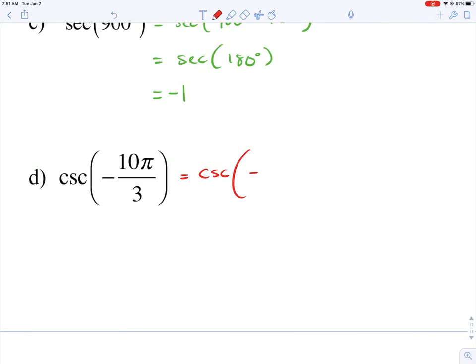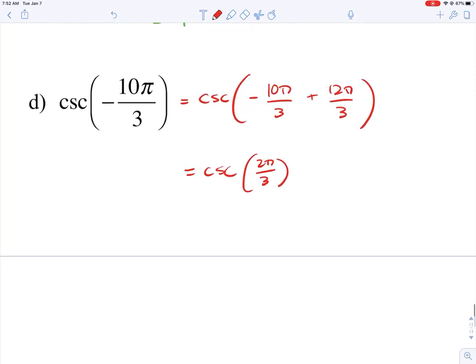And then let's add, let's see, if we add 6 pi over 3, we're still in the negative, so let's add 4 pi, which can be written as 12 pi over 3. And that puts us at 2 pi over 3. We know that cosecant is the reciprocal of sine. Sine of 2 pi over 3 is root 3 over 2. So the reciprocal would be 2 over root 3. And then if we rationalize the denominator by multiplying by root 3 over 3, we'll get 2 root 3 over 3.